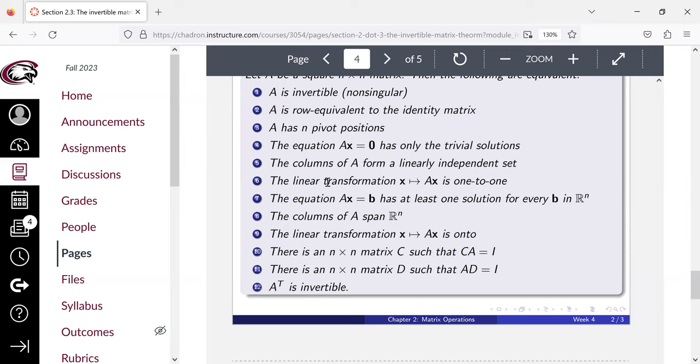Maybe you could get away with not worrying about 6 so much. We won't be doing a lot with linear transformations, at least not for a while. But all of this is equivalent to the matrix equation Ax equals b having at least one solution for every b, which is equivalent to the columns of A spanning Rn, which is equivalent to the linear transformation T of x equals Ax being onto.